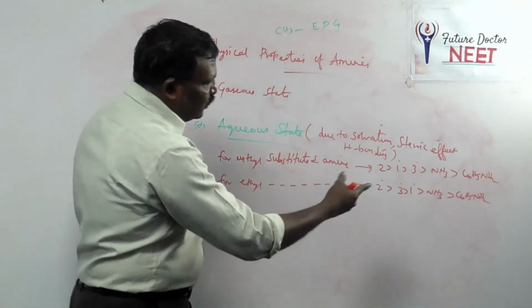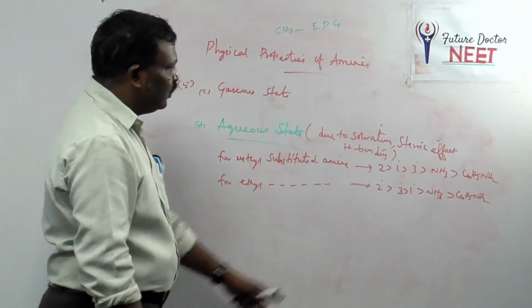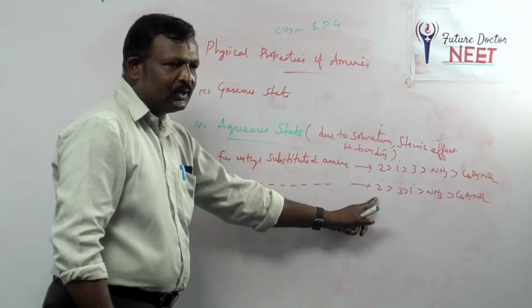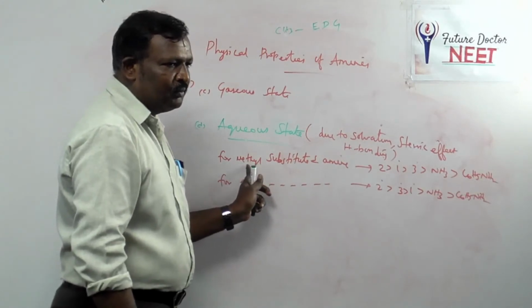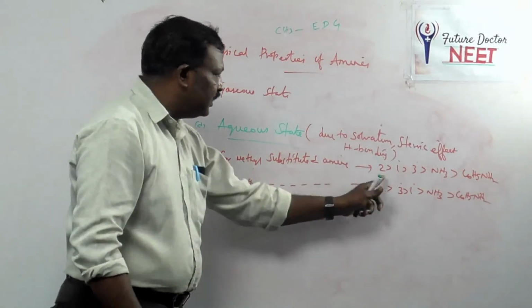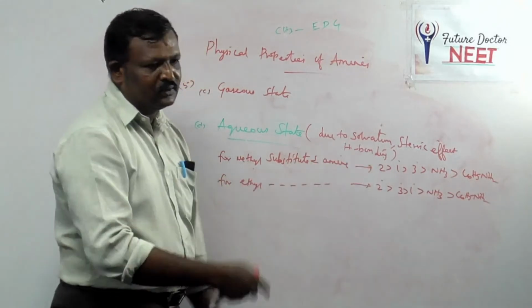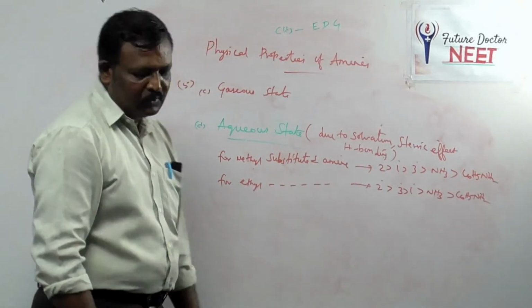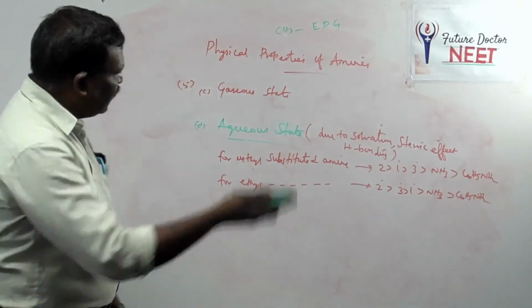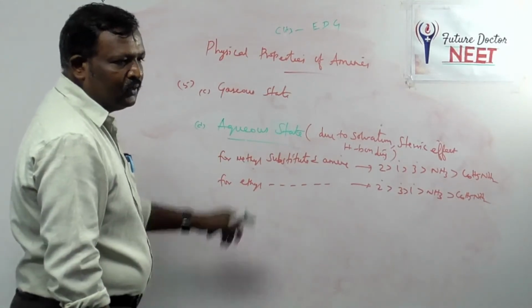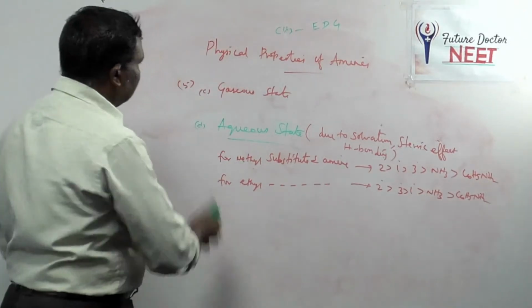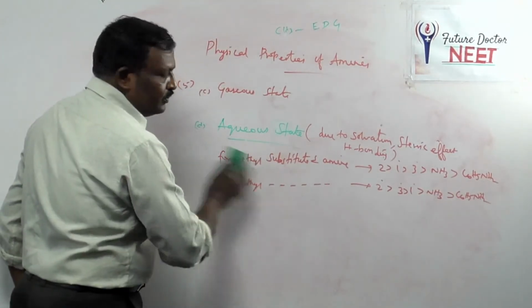2 1 3 2 3 1. I remember it like this: 2 1 3 2. Always 2 is the first one, the second amine. 1 is methyl, one carbon methyl. 2 1 3. This is 2 3. If you know 1, you can study the others. 2 1 3 2 3 1. That's all. These are the topics in amines. Understood? Finished.